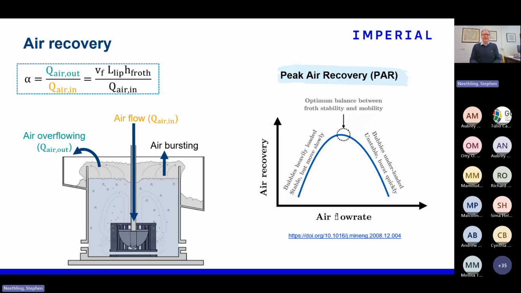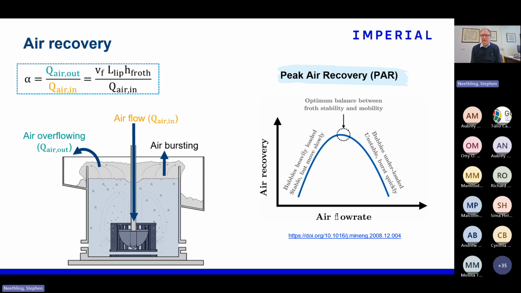So the air recovery is simply the fraction of air that you put into the cell that ends up overflowing the lip rather than bursting. And I'll talk a little bit about how we measure it, but this is one of those cases where even without the modeling itself, just knowing that this was important led us to some quite interesting discoveries.